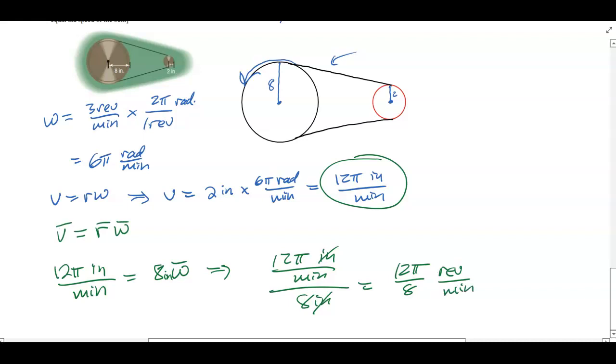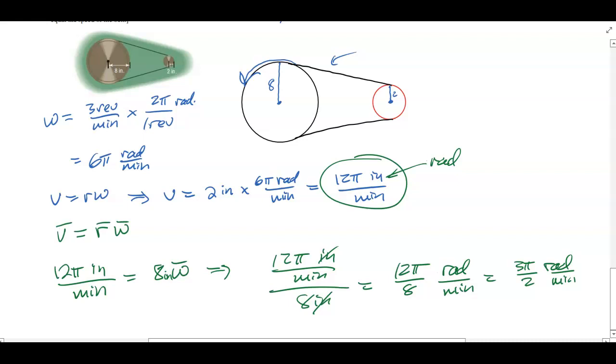That's radians per minute, sorry, because the radians is in here, but you don't write it. This is radians per minute, which is, let's see, if you take out a 4 out of each, you get 3 pi over 2 radians per minute. Okay?